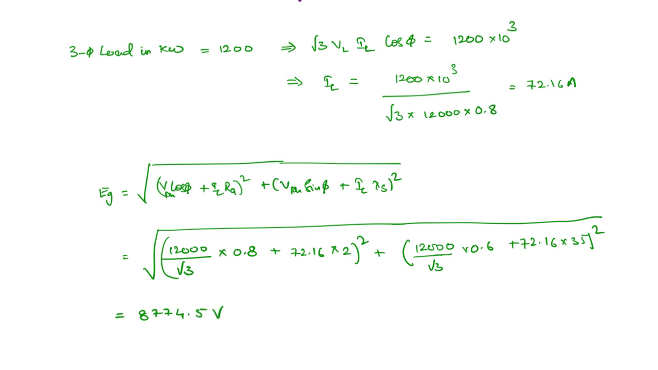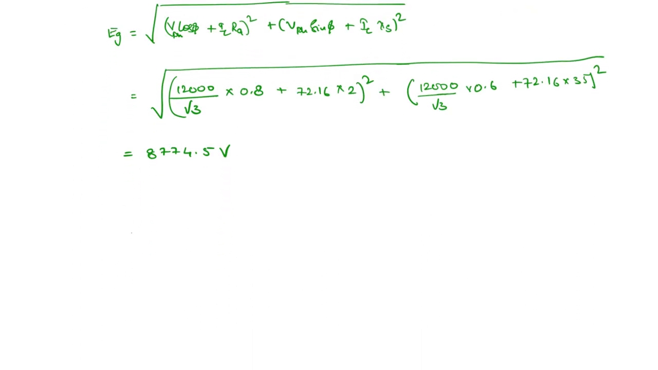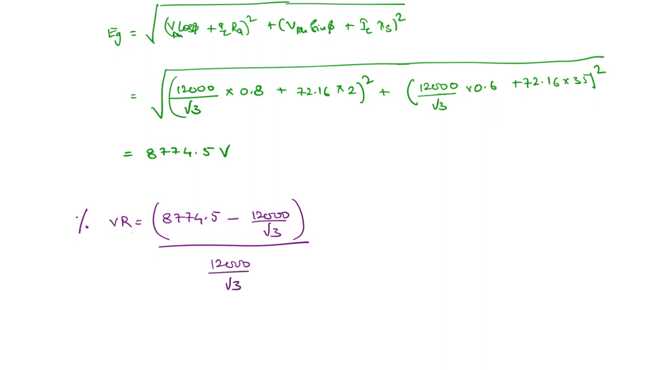8774.5 volt. Okay. So now you can find out the voltage regulation. If you are using the phase voltage, then the terminal voltage also you will use the phase voltage. Otherwise you will use the line voltage in both the cases. Okay. So percentage voltage regulation is equal to 8774.5 minus 12,000 divided by root 3, divided by 12,000 by root 3, into 100. So you're going to get 26.6%.